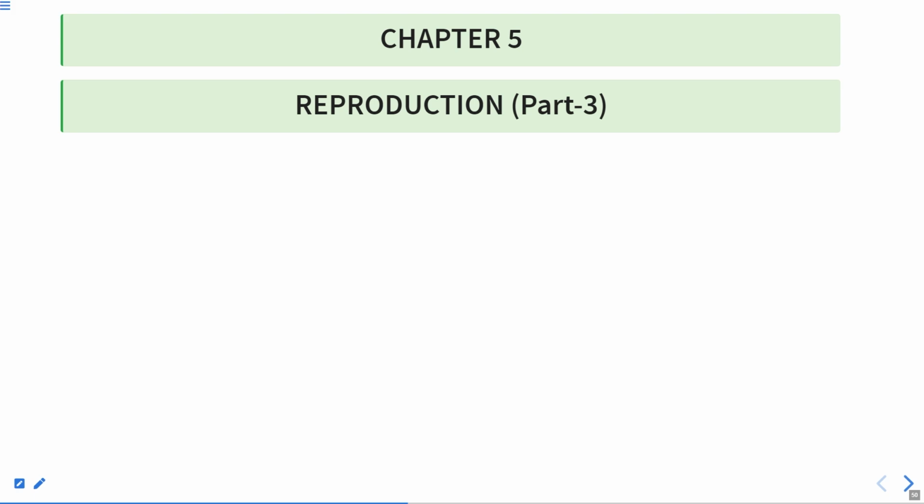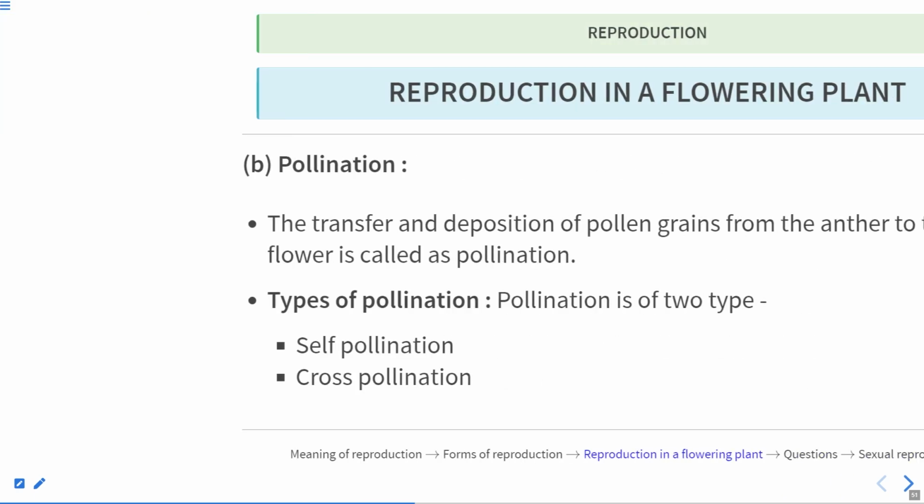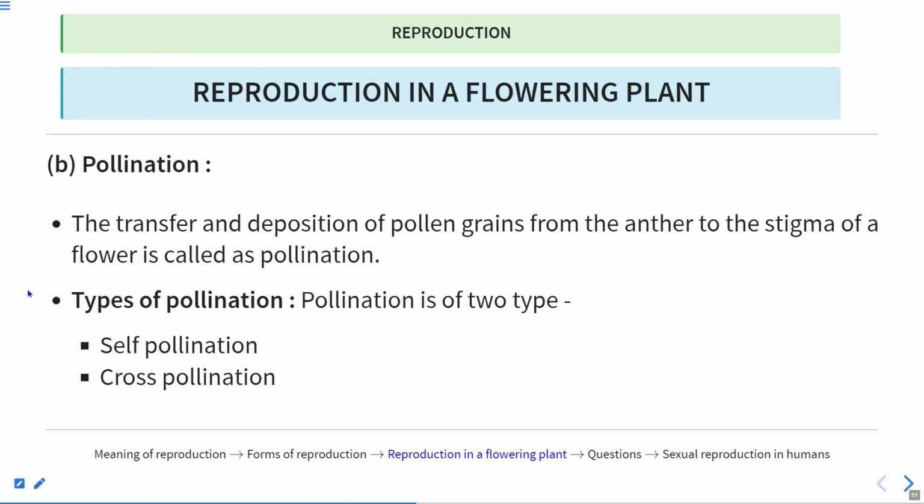Within sexual reproduction, we first studied sexual reproduction in plants, where we began with the structure of a typical flower. Then we studied the different whorls of the flower, that there are 4 whorls in the flower. And then we studied pollination. In the last lecture, I told you how we can define pollination.